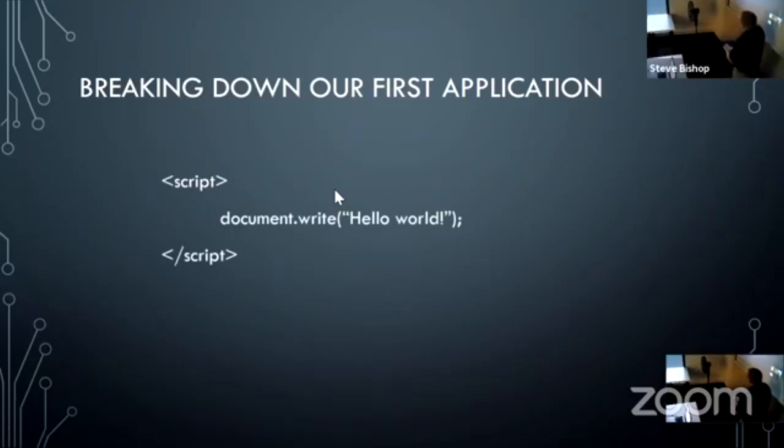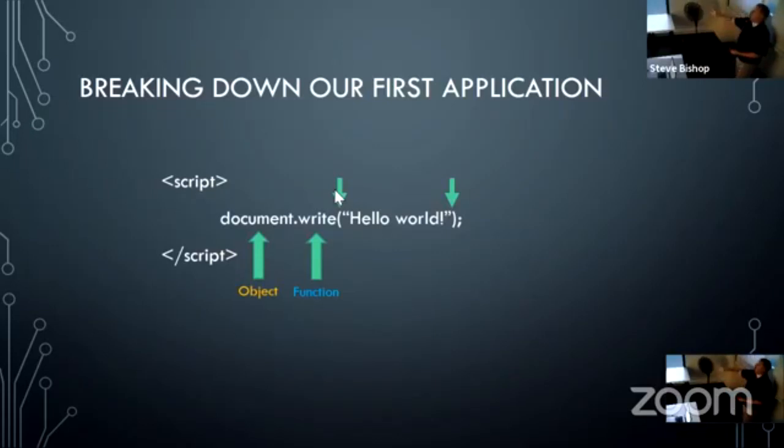So we have our script tags. We already know about the script tags. The document is an object. So we're starting with an object. On that object, we have a function called write. We're passing in between those parentheses. Anybody want to take a guess what that hello world is? What would we call that? String. It's a string. That is correct.